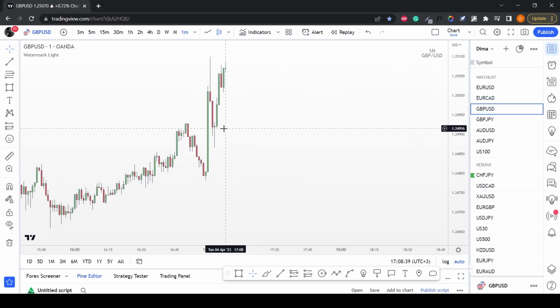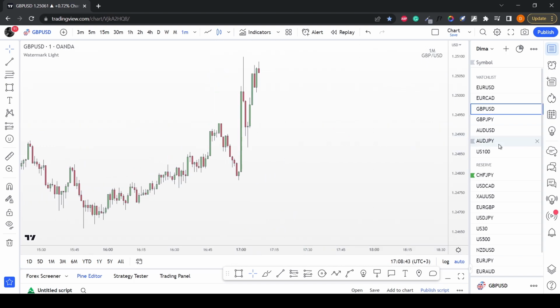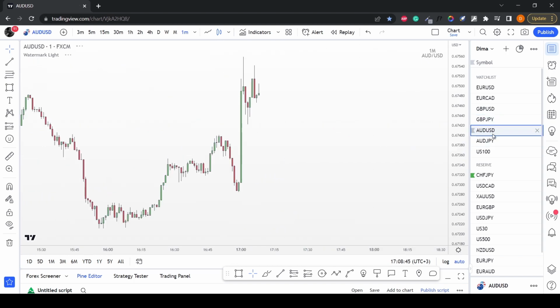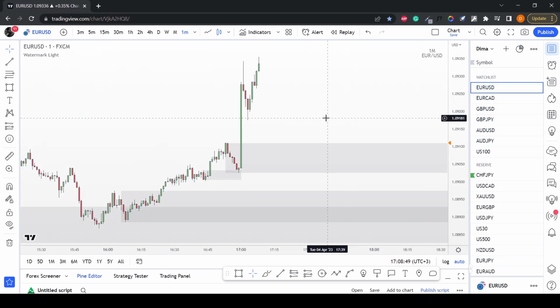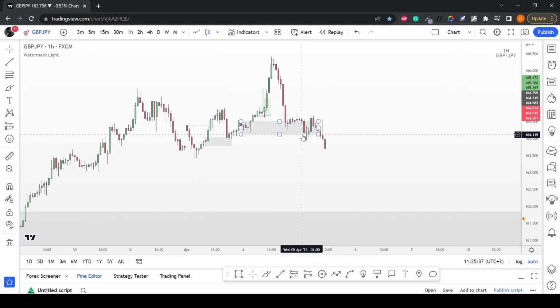So the closest for the entry was GU, just with this candle. But again, I'm not a big fan of trading news ranges, because they tend to be liquidated later.